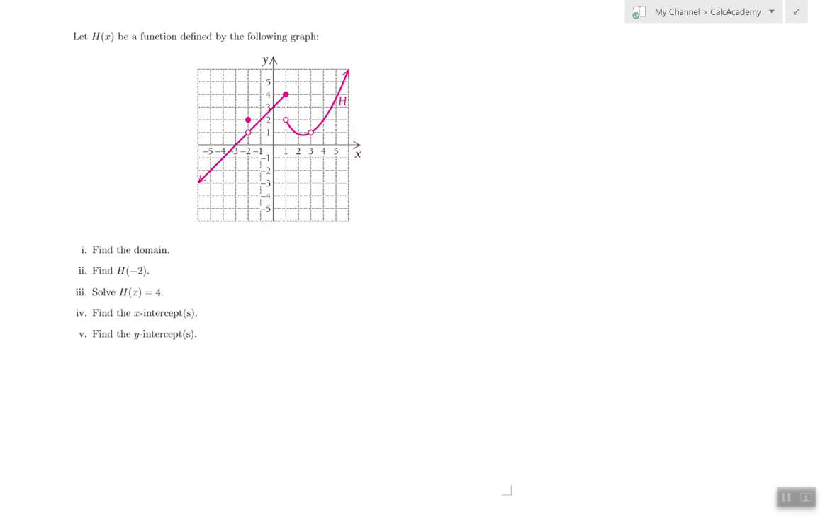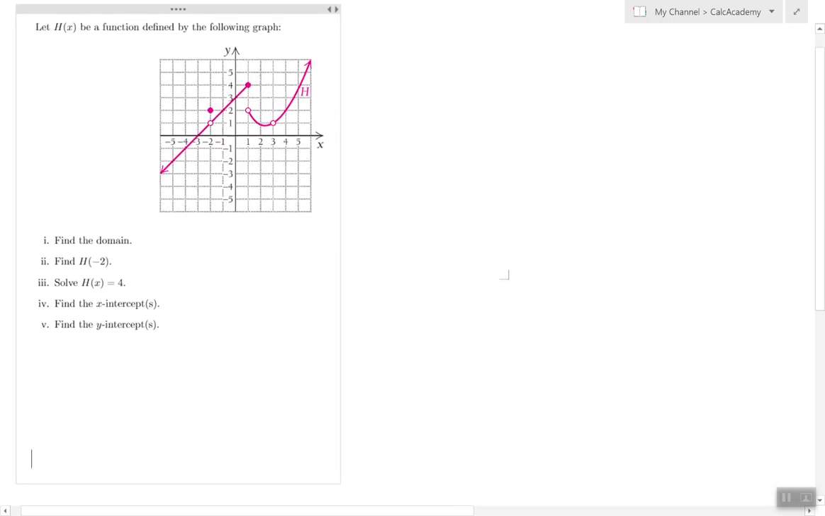In this video, I'm going to show you how to answer certain questions about a function given by a graph. So here we have a function h with a graph. So let's answer the question. To find the domain of a function given by a graph, we have to consider all the values on the x-axis for which the function is defined.